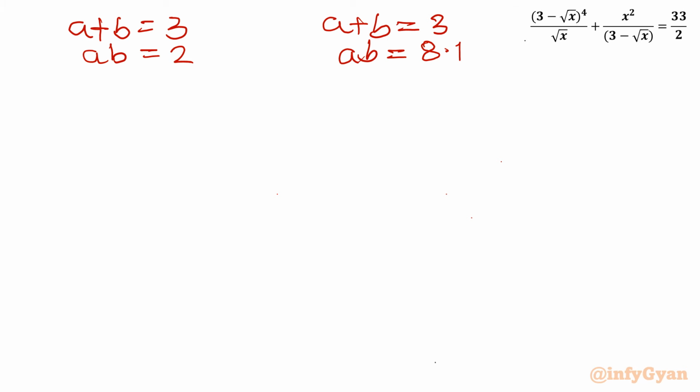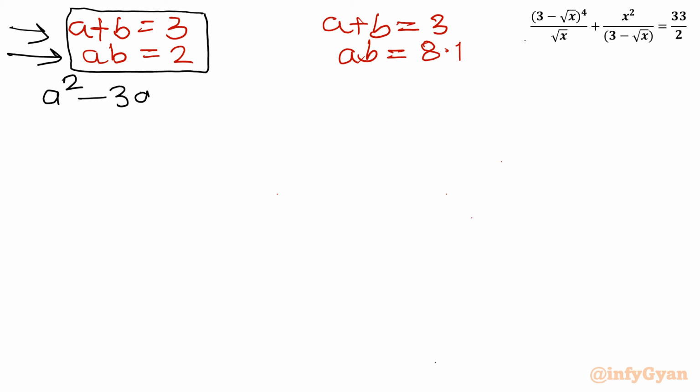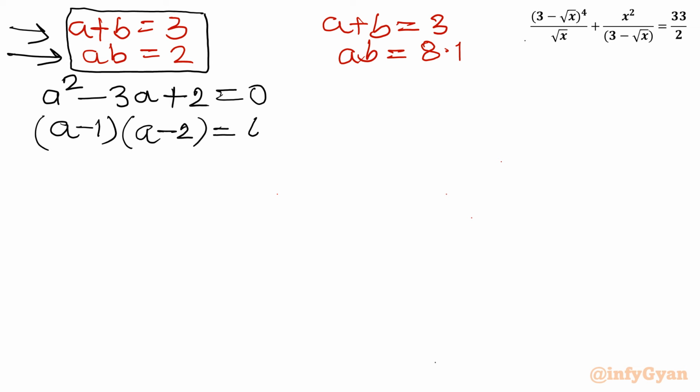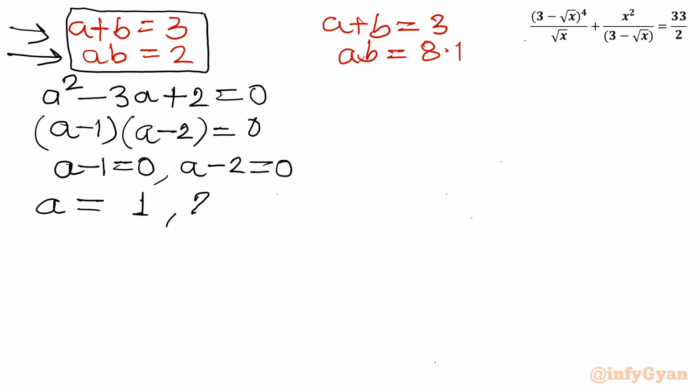Let's solve system number 1. Sum of roots and product of roots are known to us. I will frame a quadratic equation whose roots are A and B: A square minus sum of roots times A plus product of roots equal to 0. So from here I can write (A minus 1) times (A minus 2). This will be factorization, or we can apply the quadratic formula also. So A minus 1 will be 0, A minus 2 will be 0. Conclusion is A equal to 1 and 2.